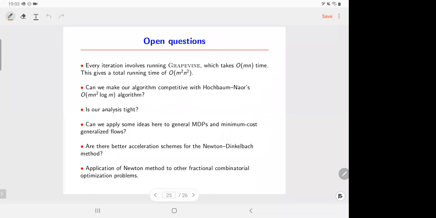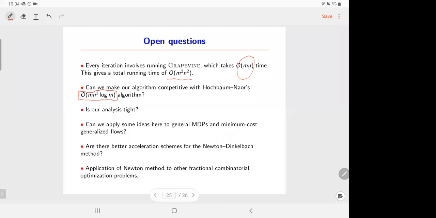Okay, I'll conclude my talk with some open questions. Every iteration of Newton's method involves running Grapevine, because Grapevine solves the parametric problem h of delta. Grapevine is just Bellman-Ford, so it takes O of mn time. This gives a total running time of m squared n squared. This is still shy of the current state of the art of Hochbaum-Naor, which is mn squared log m. So the question is whether we can make our algorithm competitive with this running time bound.